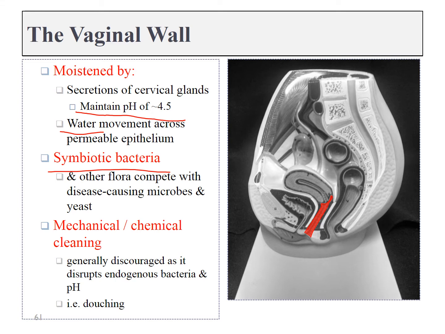So just like the colon has its own flora, the vagina has its own flora as well, which helps to reduce colonization and infection by bad bacteria, funguses, or other microorganisms. For this reason, it is not recommended that women remove these endogenous flora from their vagina by douching.